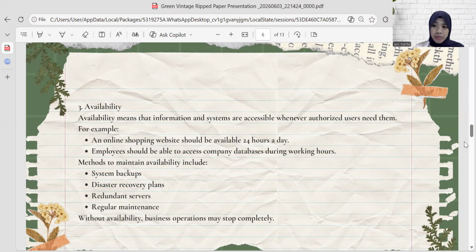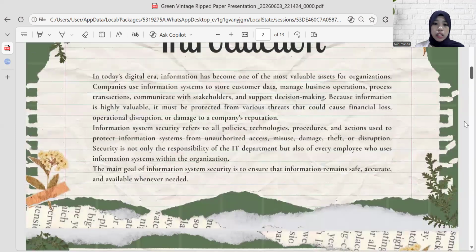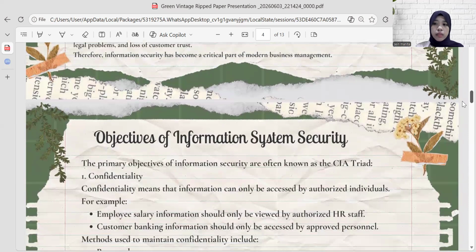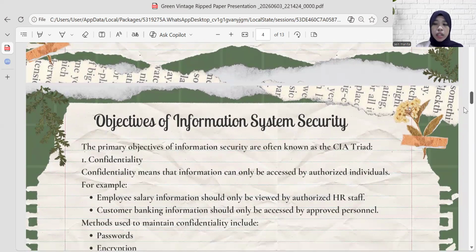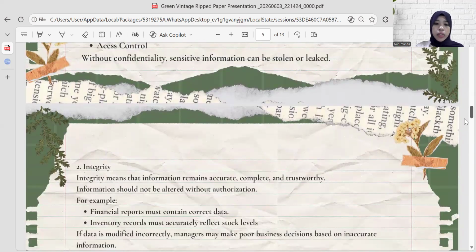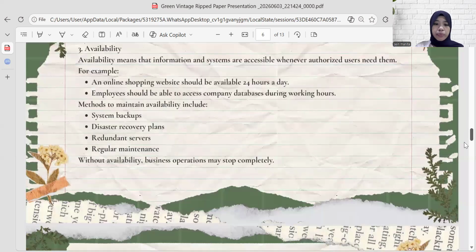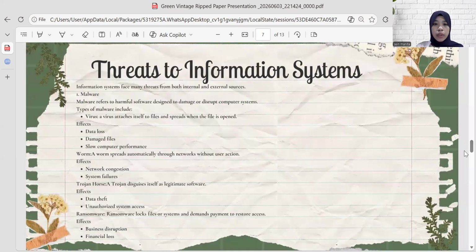So this is about the objectives of information system security. They have three main parts that I already mentioned: confidentiality, integrity, and availability. Next, we move to a new part, which is about threats to information systems. For information systems, there are five main threats from both internal and external sources.